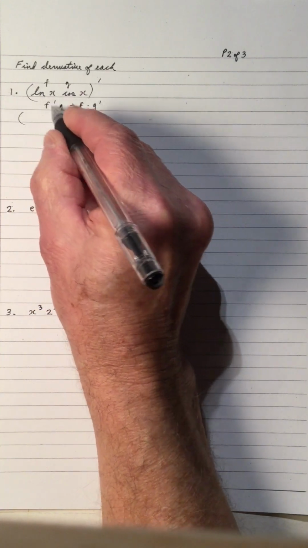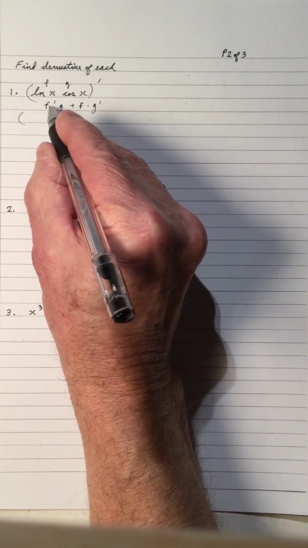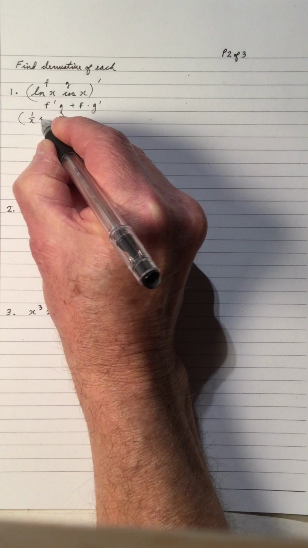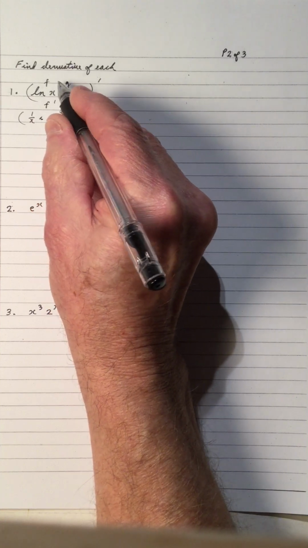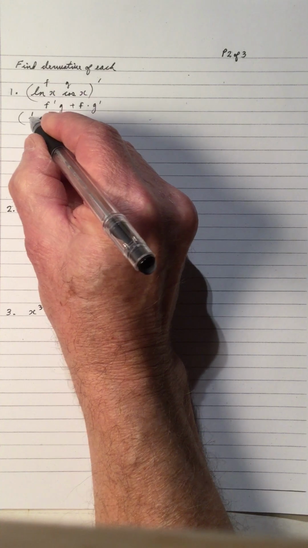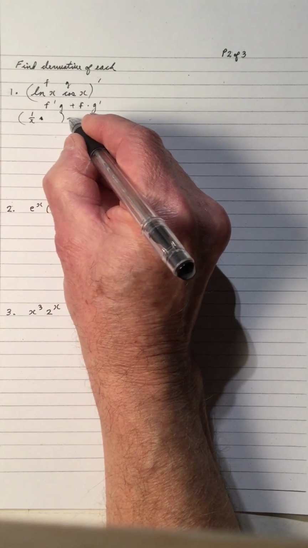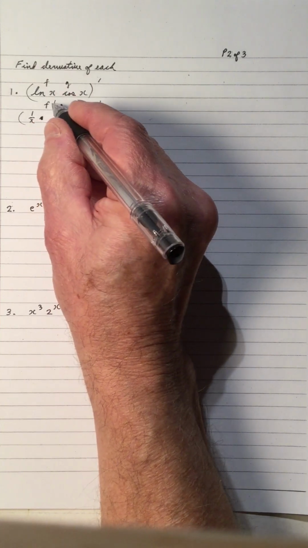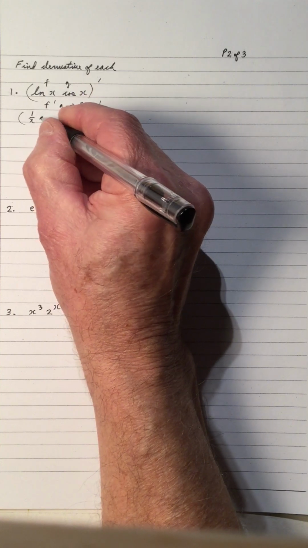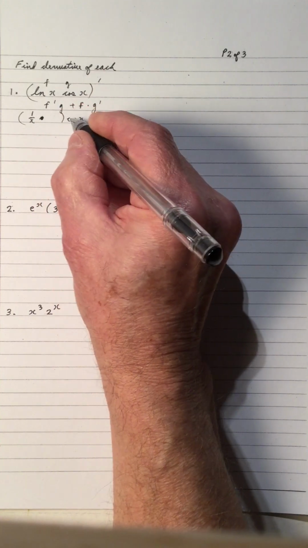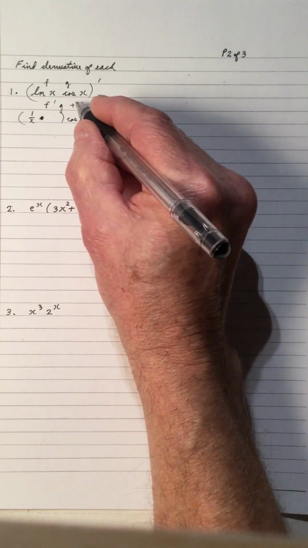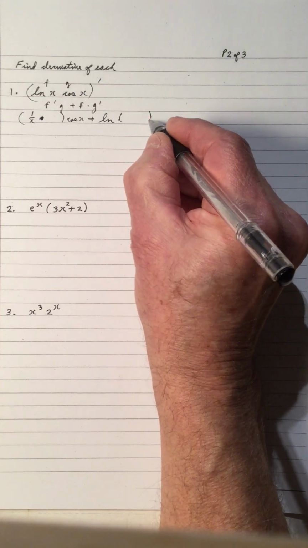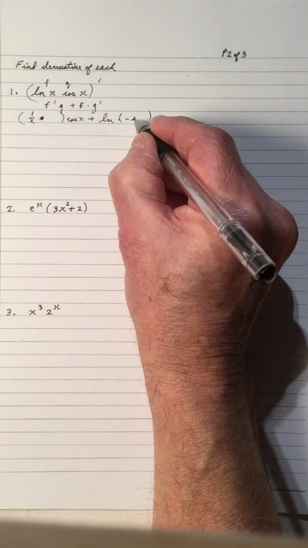So here we go. The derivative of f, the derivative of ln x, is 1 over x, that's the derivative of x, times g, which is cos x. You have to be careful. It's the derivative of f, which is 1 over x, times cos x, add on f, which is ln x, times the derivative of cos, which is negative sine.